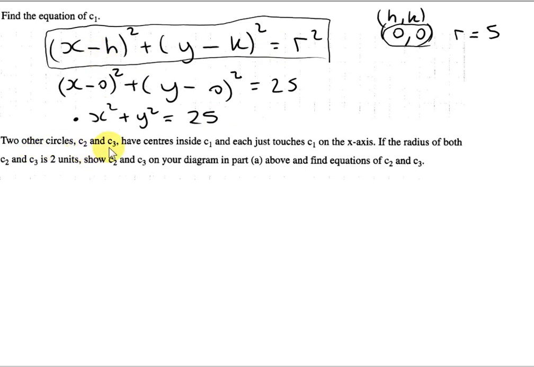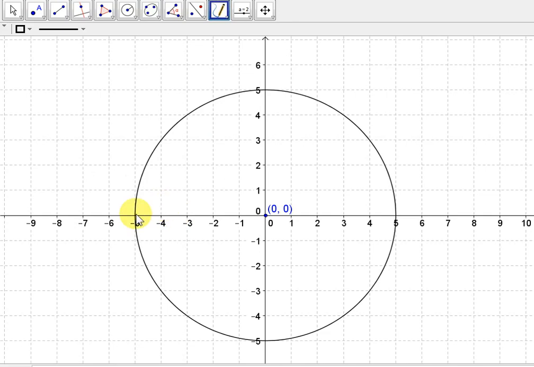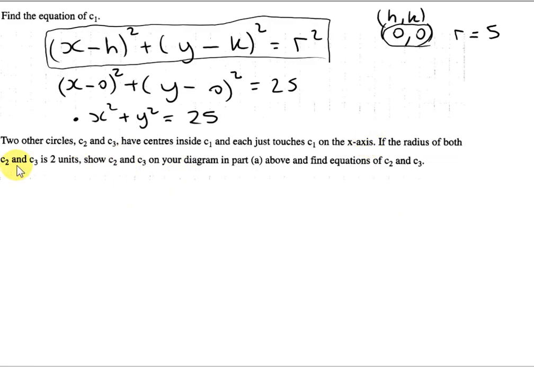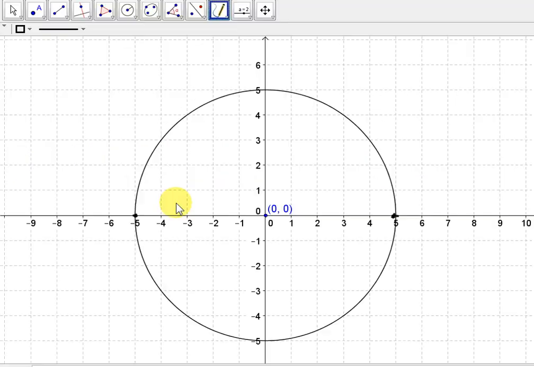Two other circles, C2 and C3, have centers inside C1, and each just touches C1 on the x-axis. So, the two circles have to touch this circle on the x-axis. So one circle touches this circle here and the other circle touches it here. If the radius of both C2 and C3 is 2 units, show C2 and C3 on your diagram, and we want to get the equations of C2 and C3.